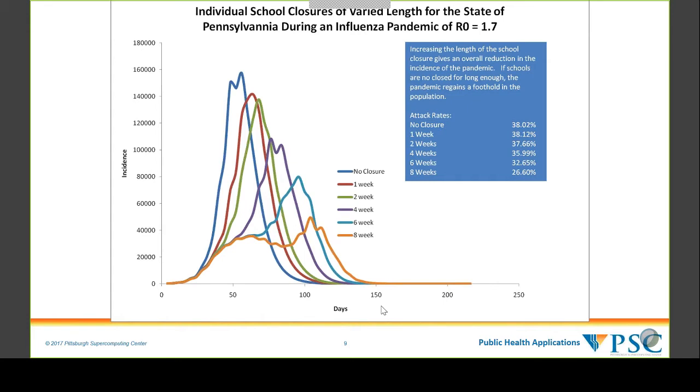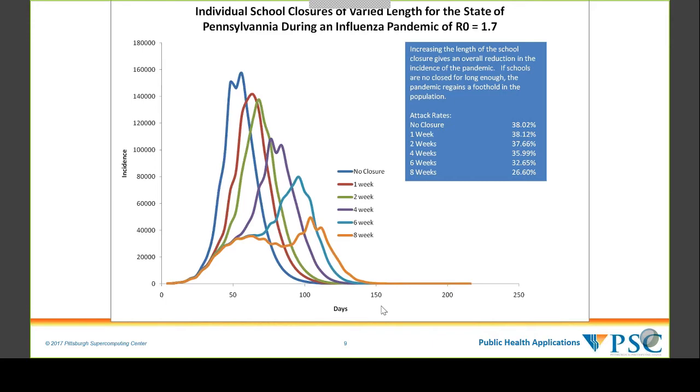And so this number here on this table is called the attack rate. That would be the percentage of people that get infected in the population. As you can see, from no closure, we're getting about 38% infected. 1 week doesn't really fix that. And then we have to go somewhere around 6 to 8 weeks of school closure to actually have a significant reduction in the attack rate of the pandemic.